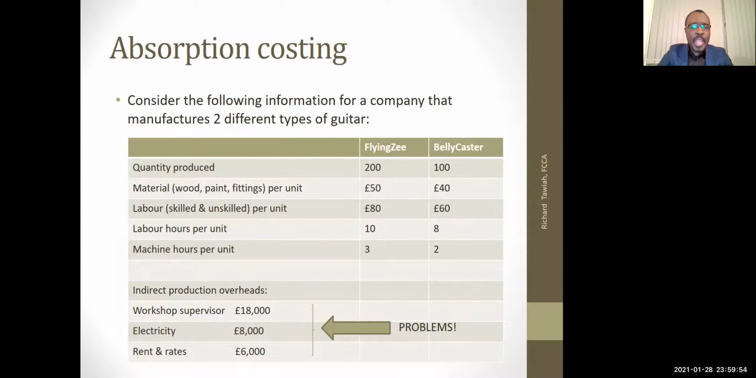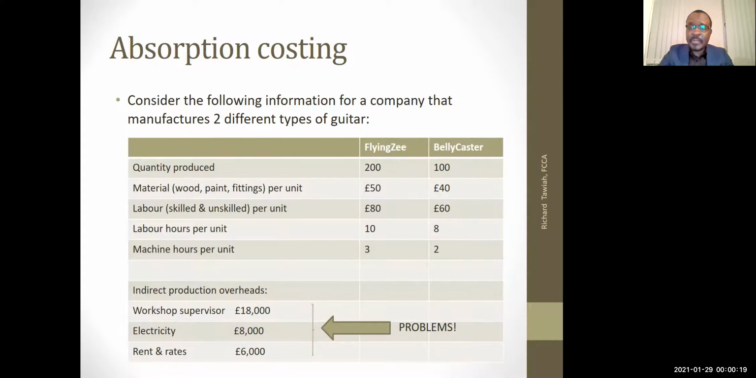Now the hours worked per unit: Flying Z, where we produce 200, it makes sense that more hours are spent there, 10, and Bellycaster, 100 annually, uses 8 hours per unit. Machine hours again, 3 and 2. These are easy to allocate. We have direct costs, so we can easily attribute them. But what about the indirect component?